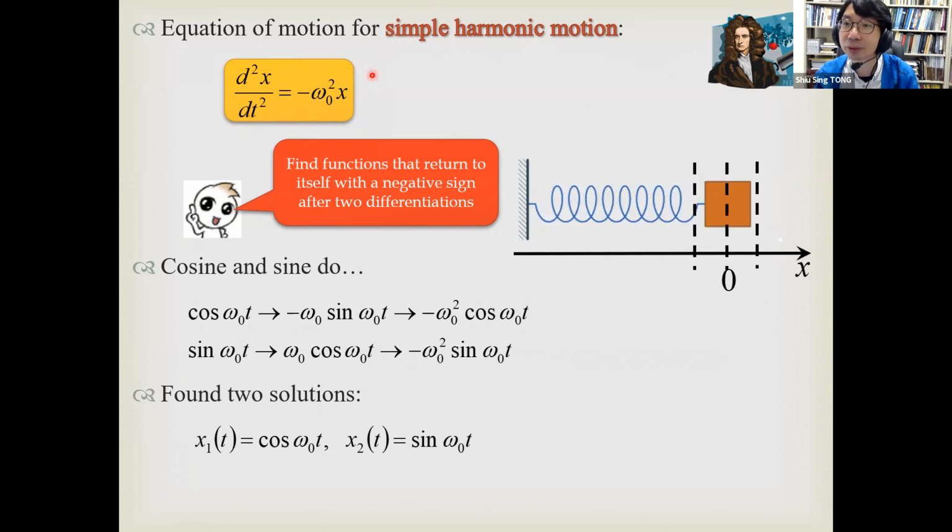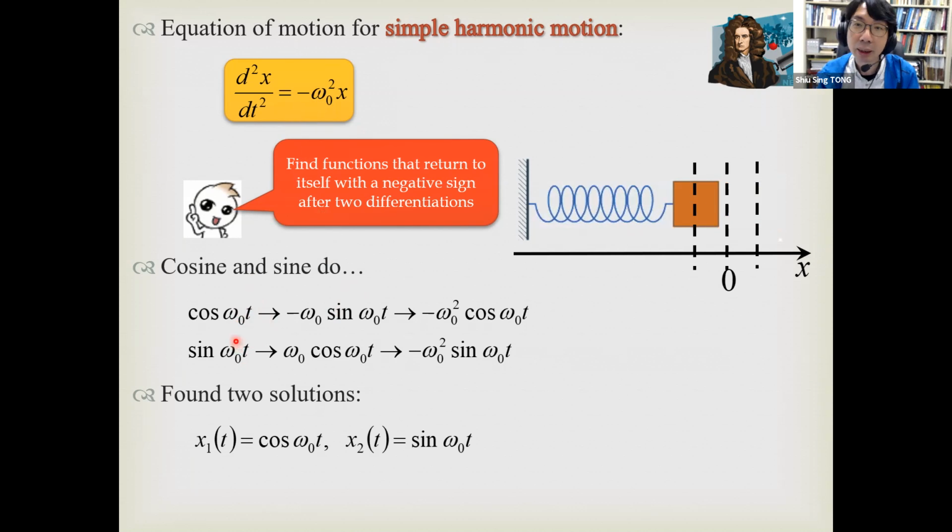Now, which function will give such a result after two differentiations? We can think about sine and cosine. When we learned about sine and cosine at the beginning of this course, we mentioned that sine and cosine have a very special property: after two differentiations, they go back to themselves, but with a negative sign. So that property makes them very suitable for solving this equation.